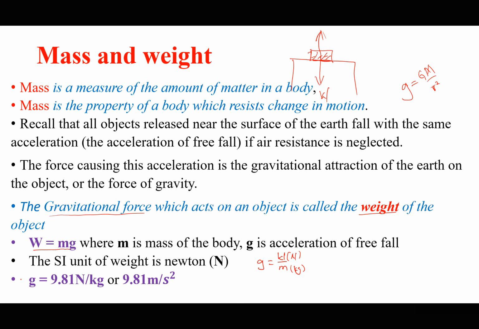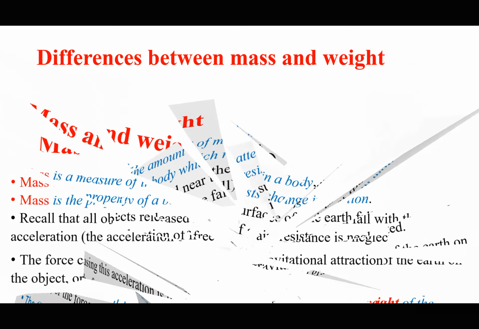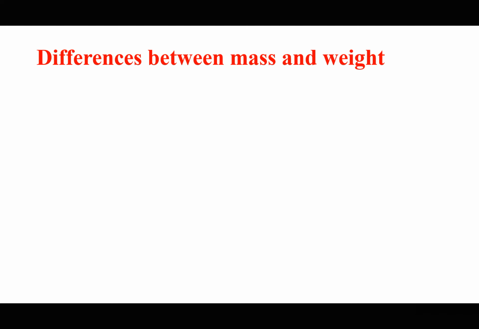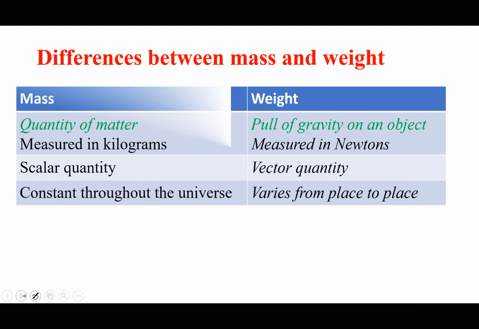Okay, so here is a summary of the difference between mass and weight. We have said mass is the quantity of matter in a substance, a property that resists change in motion. Weight is the pull of gravity on an object. We have seen mass is measured in kilograms and weight is measured in newtons. Of course, we know that mass is a scalar quantity, but weight is a force, which is a vector quantity.